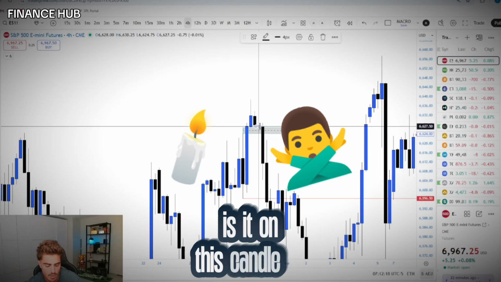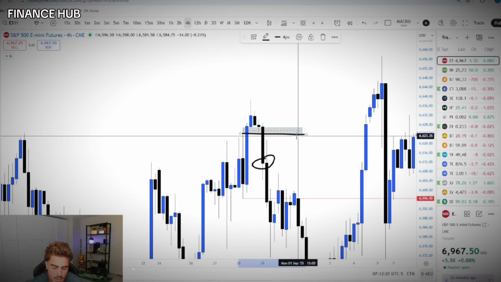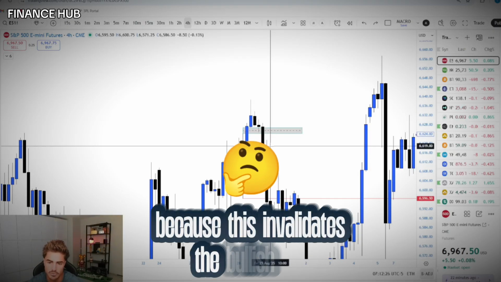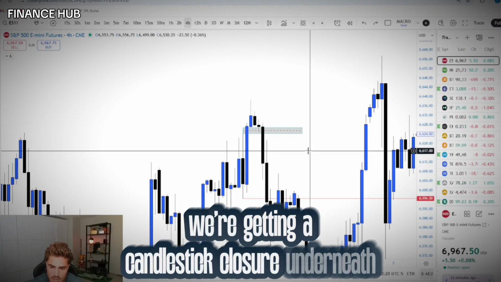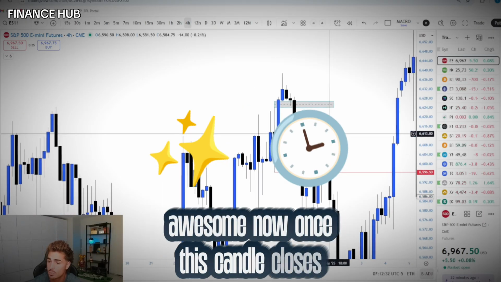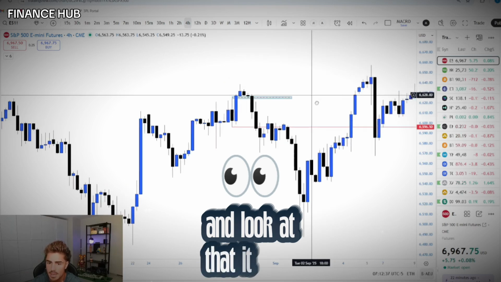When do we invalidate this gap? Is it on this candle? No. When we get a candlestick closure underneath the bottom of the bullish fair value gap, right? Because this invalidates the bullish fair value gap. We're getting a candlestick closure underneath it. Awesome. Now, once this candle closes, we know that price is probably going to turn into a downtrend. And look at that, it does.